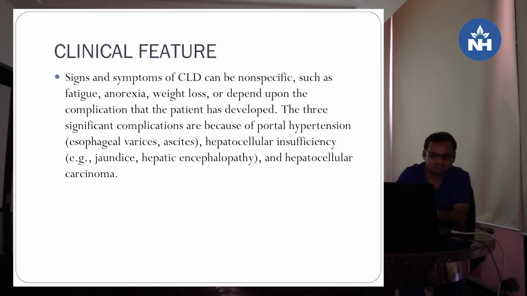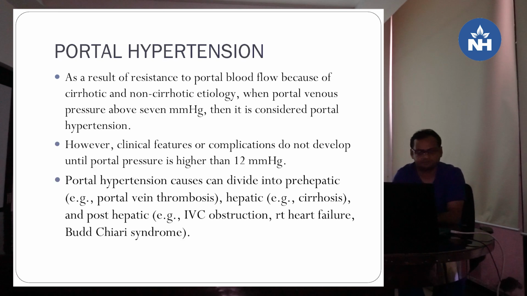Now the clinical features. Signs and symptoms of chronic liver disease can be non-specific, such as fatigue, anorexia and weight loss, and depend upon the complication the patient has developed. When we utter the term decompensated, that means there is already some complication, the development of portal hypertension. The three significant complications are portal hypertension, hepatocellular insufficiency and hepatocellular carcinoma. We will come to them one by one later.